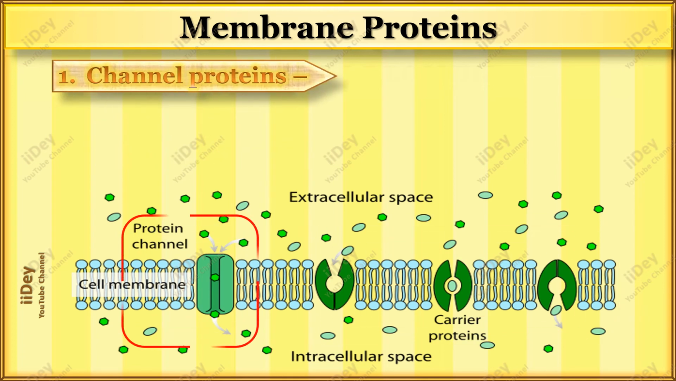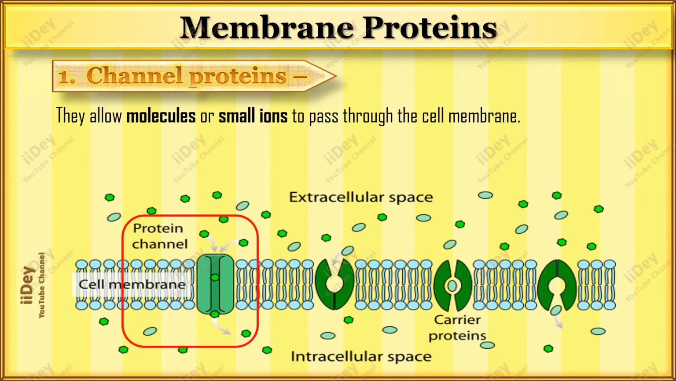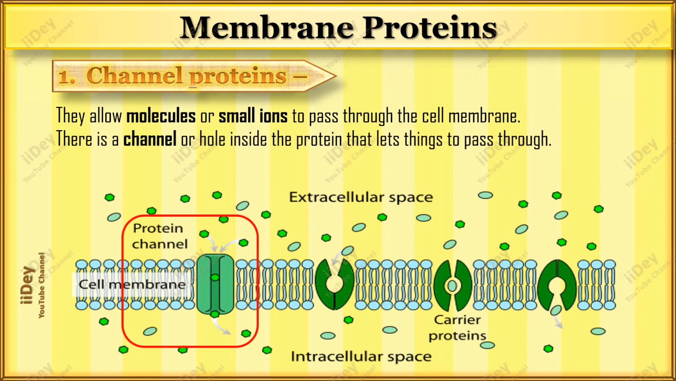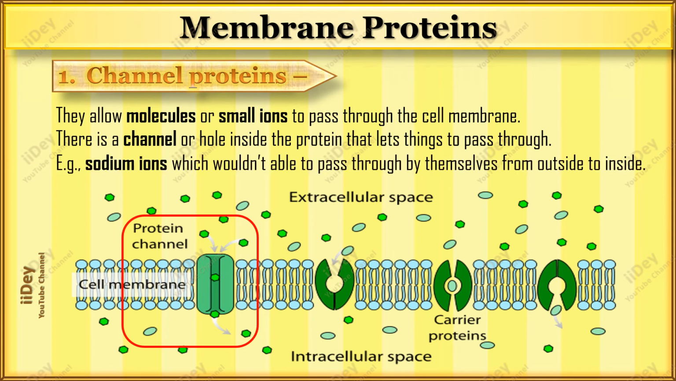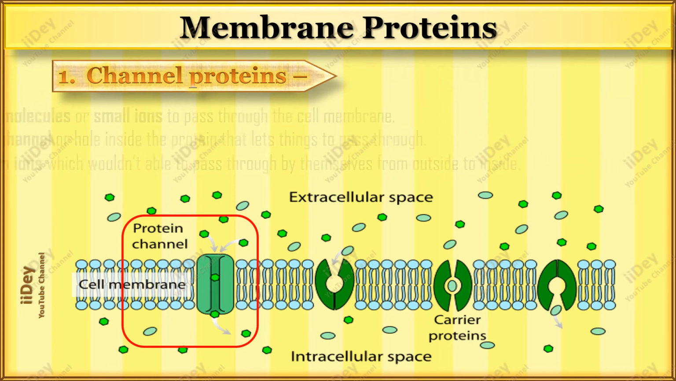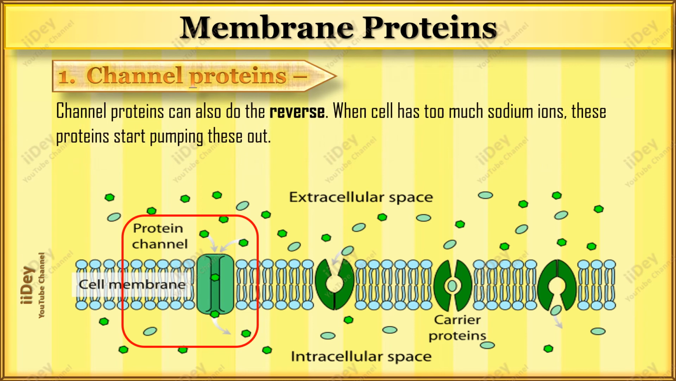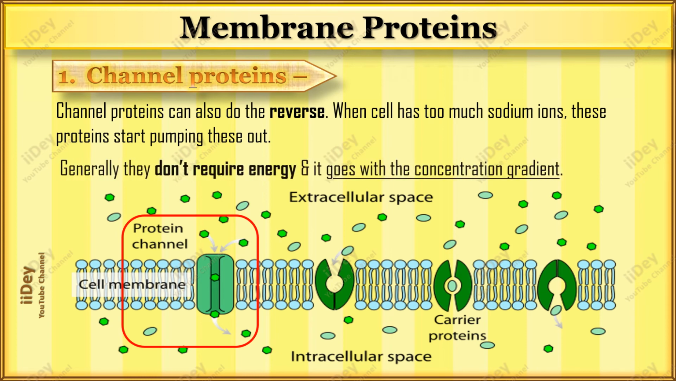Number 1. Channel proteins. They allow molecules or small ions to pass through the cell membrane. There is a channel or hole inside the protein that lets things pass through. For example, sodium ions, which wouldn't be able to pass through by themselves from outside to inside. Channel proteins can also do the reverse. When a cell has too many sodium ions, these proteins start pumping them out of the cell. Generally they don't require energy, and it goes with the concentration gradient.